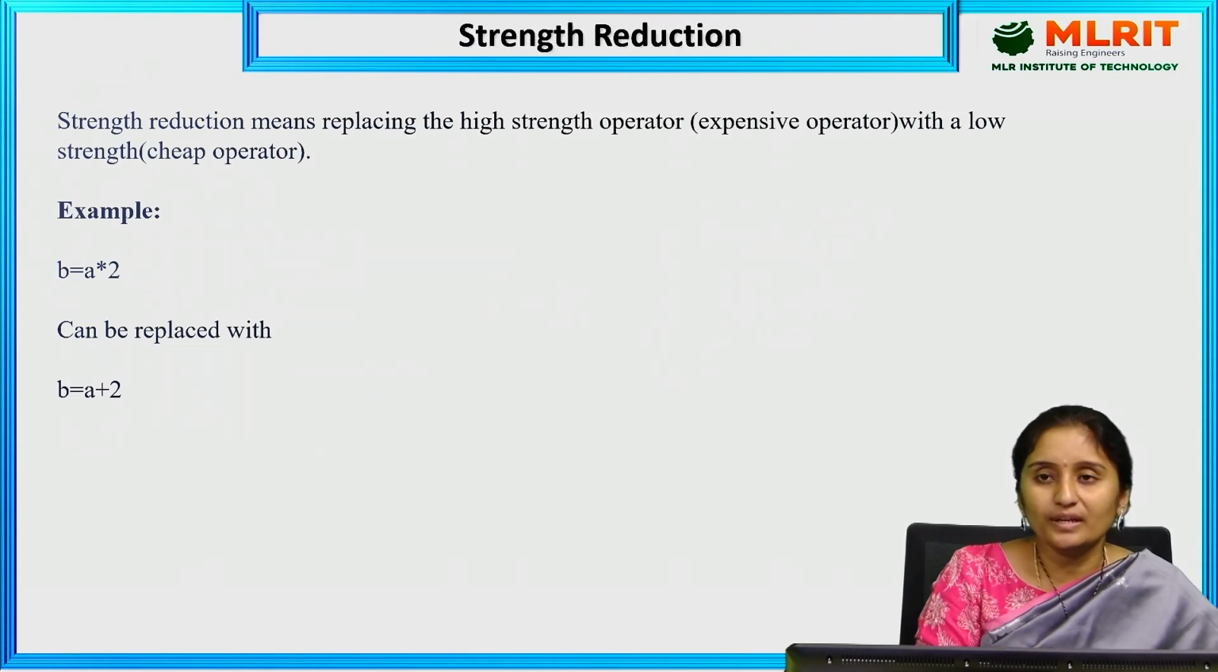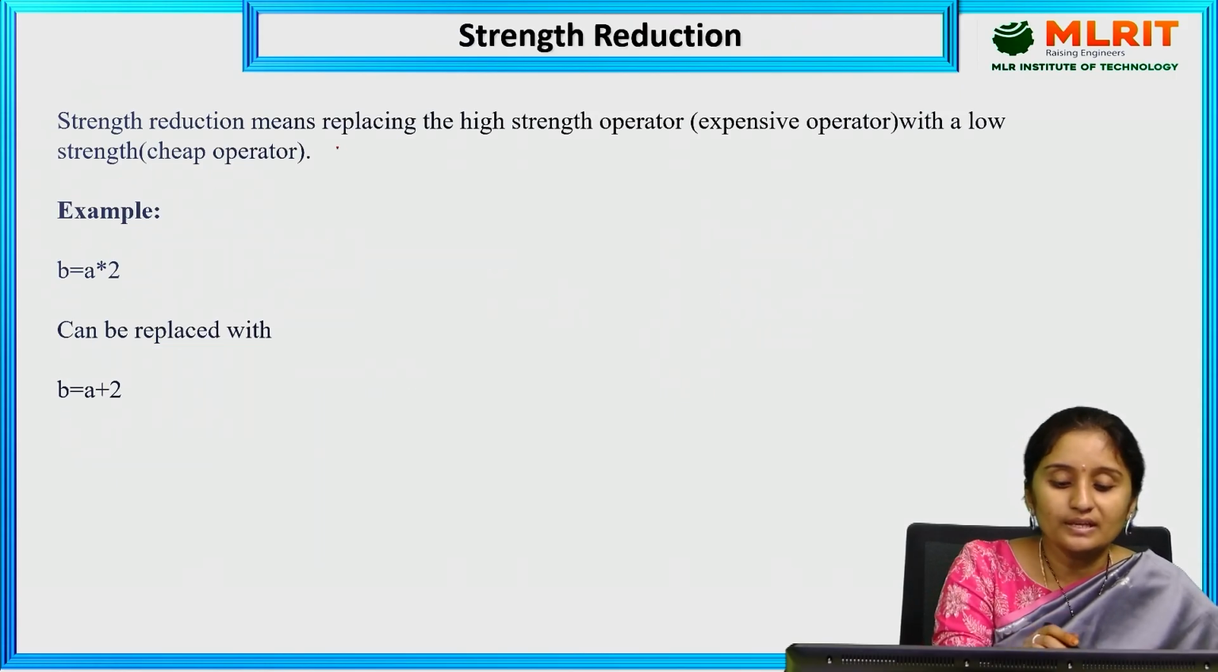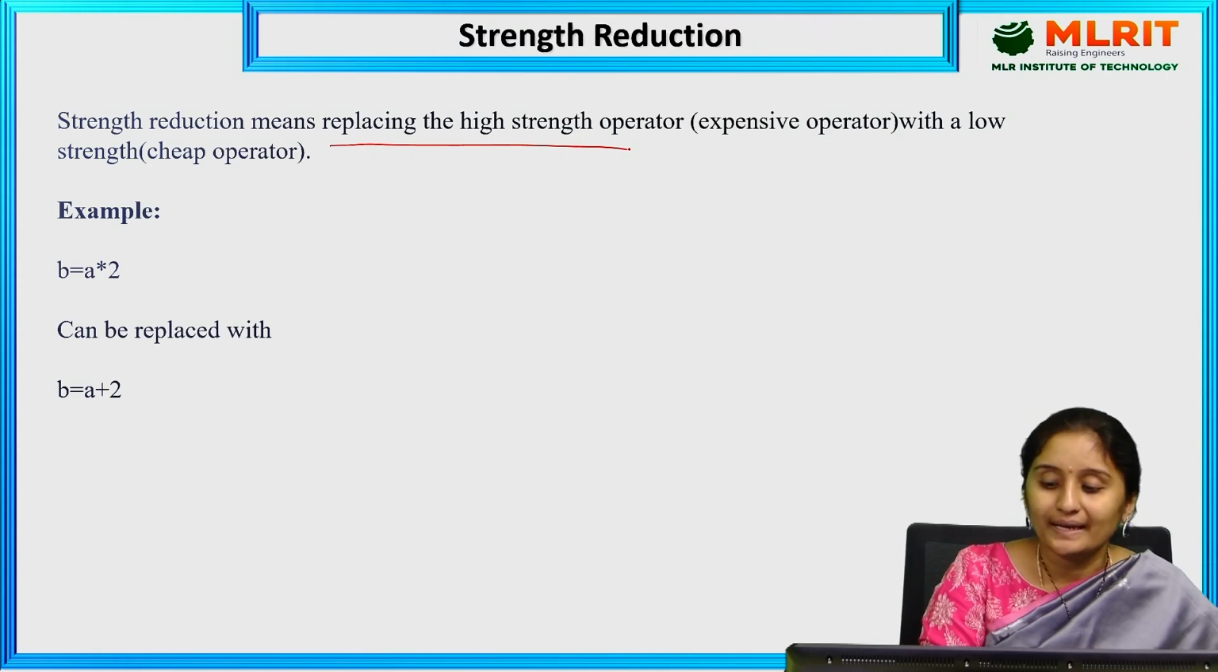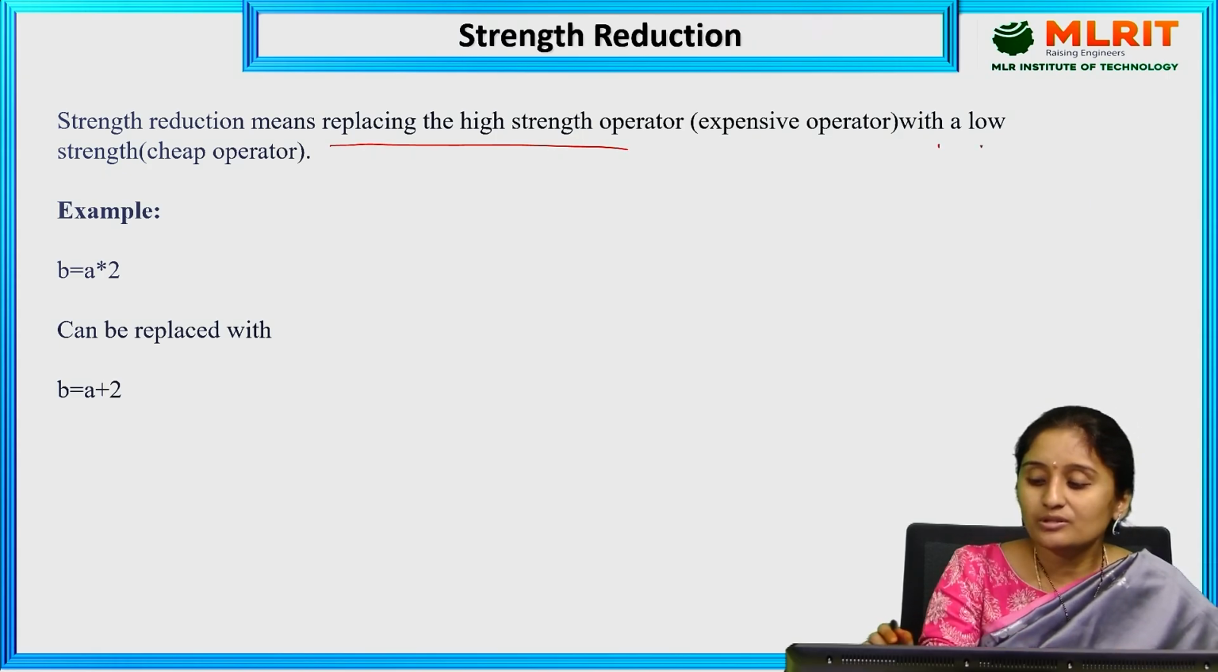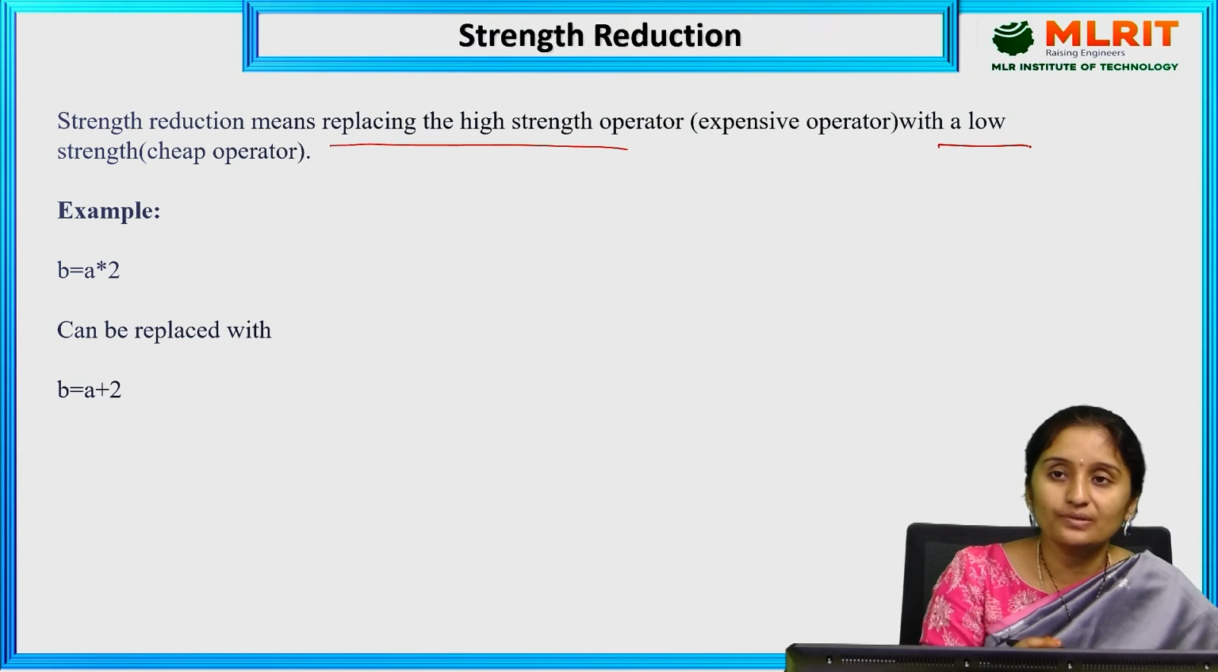So the next one is strength reduction. Strength reduction is nothing but we are going to replace the highest strength operator with the cheaper operator, or we can also say low strength. High strength, we are going to replace it with the low strength operator.